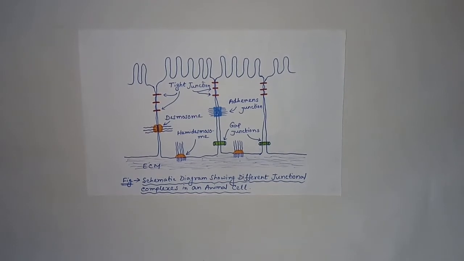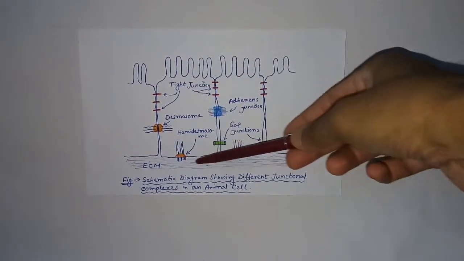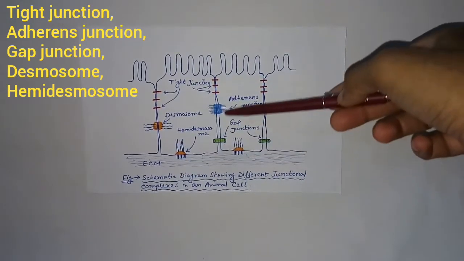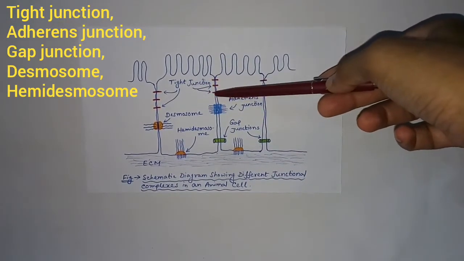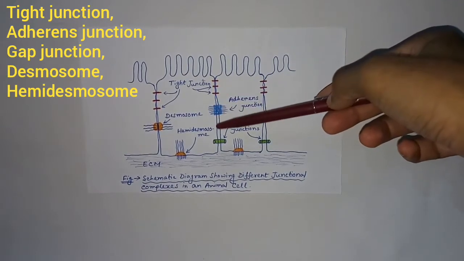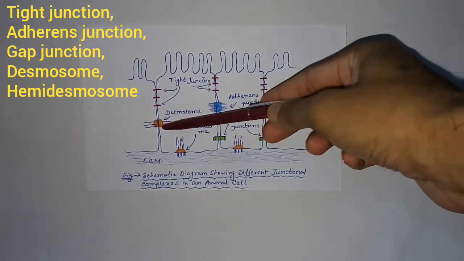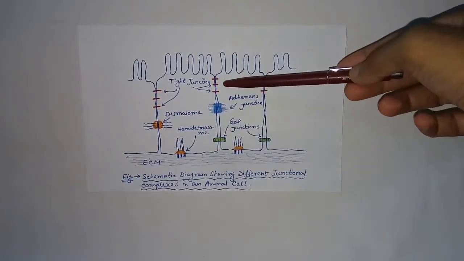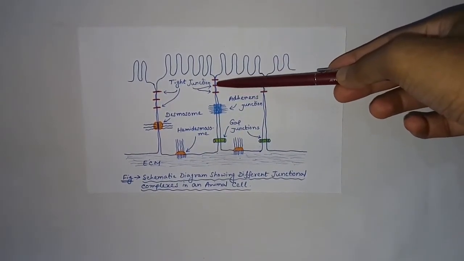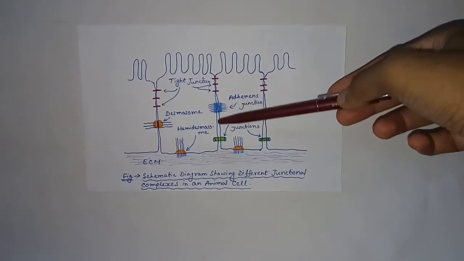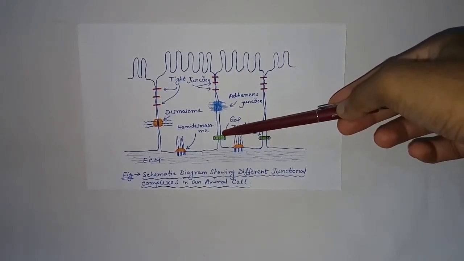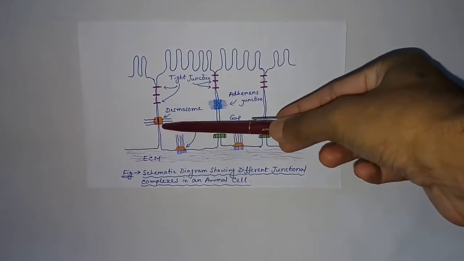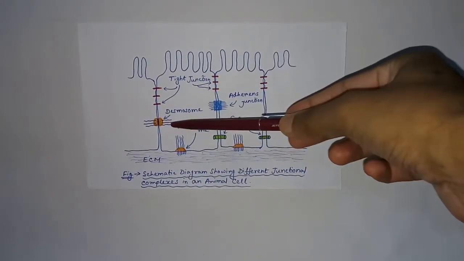You already know that there are mainly 5 types of cell junctions found in multicellular animal cells. These are tight junctions, adherence junctions, gap junctions, desmosomes and hemidesmosomes. Of them, I had already discussed about tight junctions, adherence junctions and gap junctions. Today, I will discuss about molecular structure and functions of desmosomes.